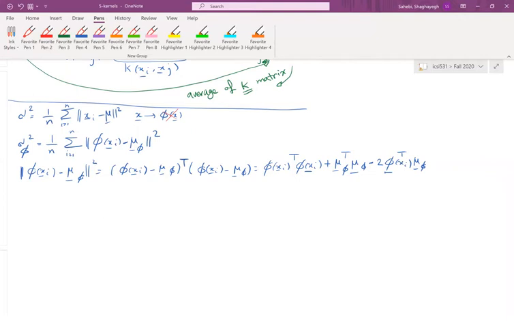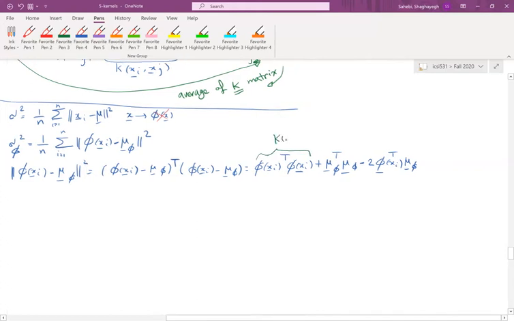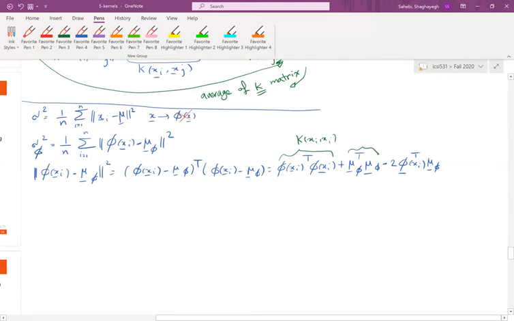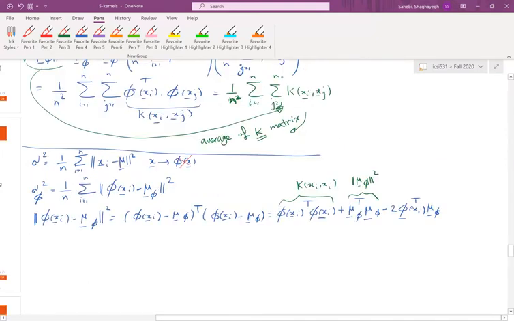Okay, I'm getting closer and closer, right? So this first thing, well, it's very familiar. It's obvious, right? It's the kernel between xi and xi. The second term, well, that is also familiar. It's actually the square of magnitude of mu phi, which we have calculated above, which is equal to 1 over n squared sum i equals 1 to n, j equals 1 to n, k xi xj.